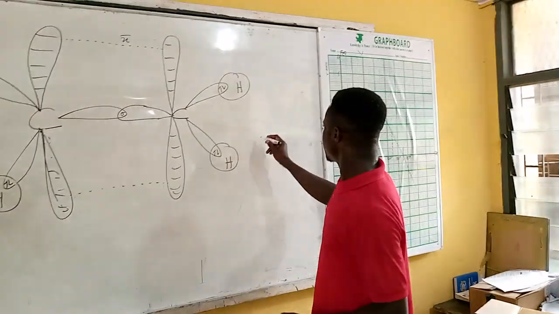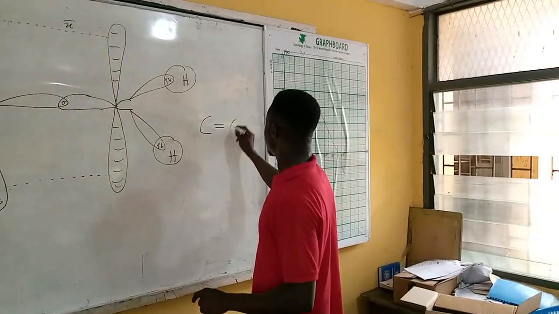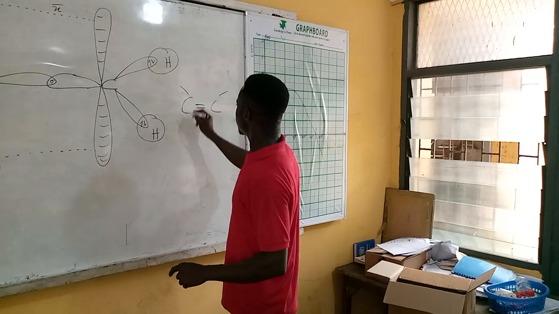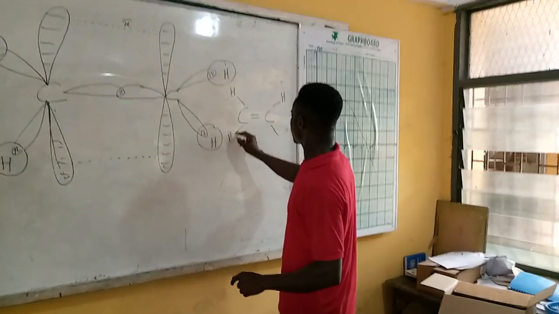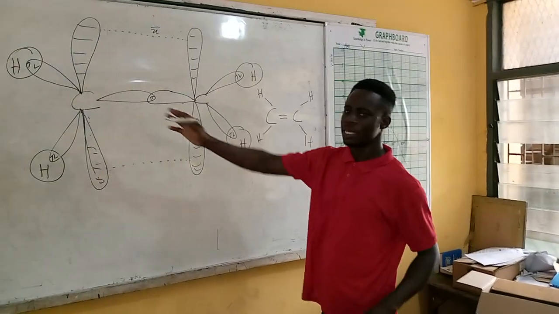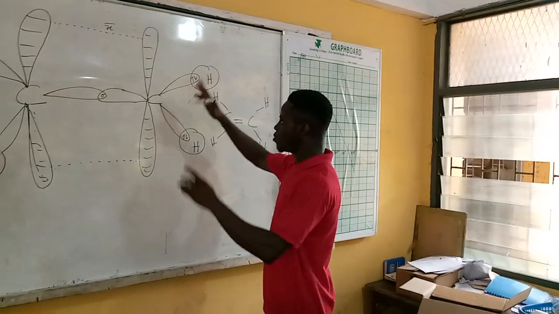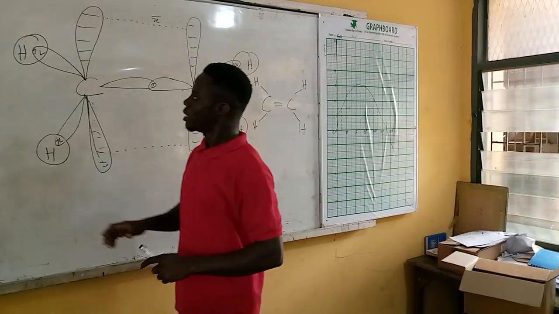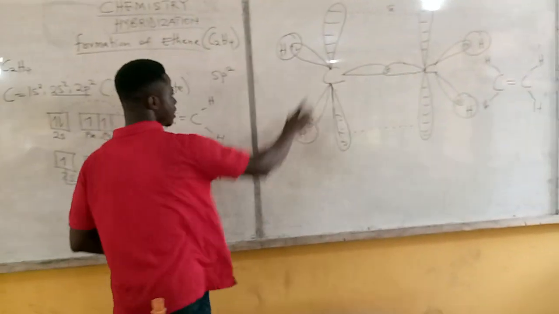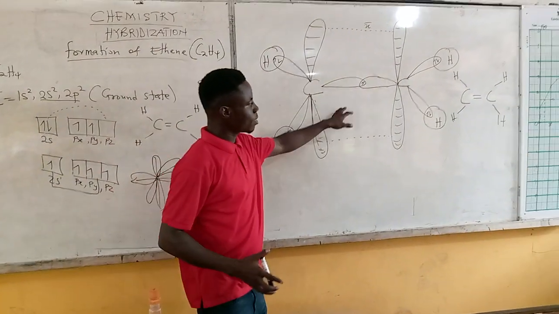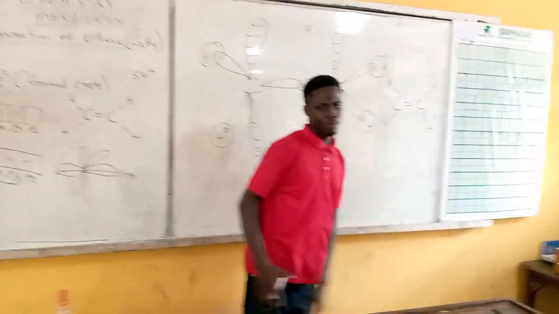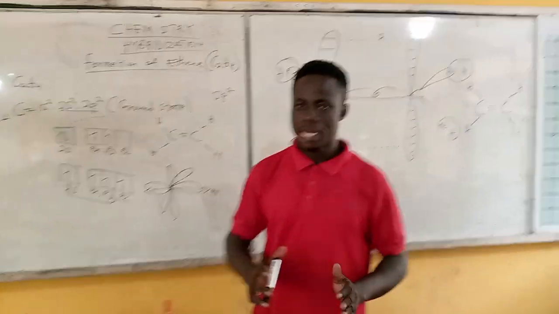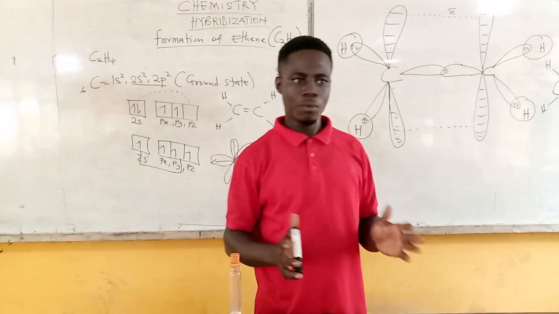So from this diagram, it is clearly seen that this is what we are really looking at. This is what is really formed, in a simplified way. And this is the view, the shape of this ethene. This is the actual shape, and this is what we have simplified in this diagram. So this has 1 sigma bond and 1 pi bond. And this is how sigma bonds and pi bonds are formed.